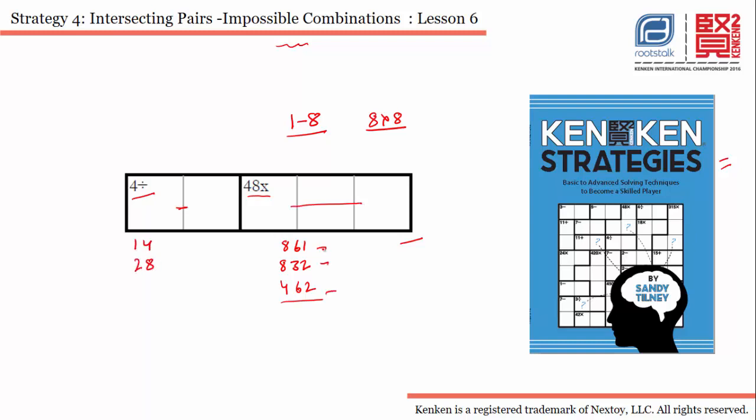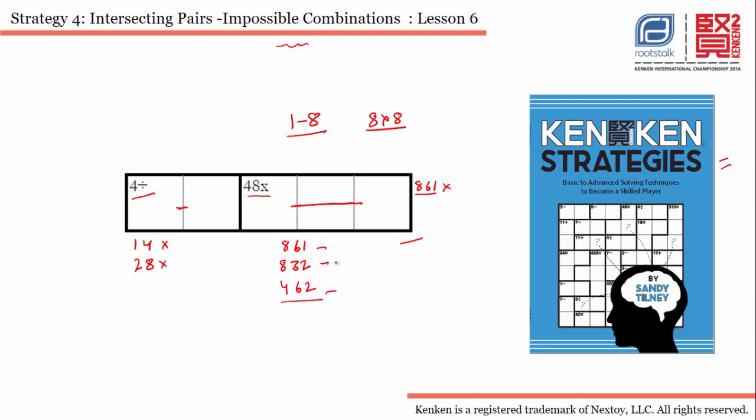Now start with this. For example, if we use 8 6 1 in this particular cage, what will happen? I will not be able to use this option. This option is out because 8 is already there in this row, so I cannot use the second 8. I also cannot use this option because 1 is already there. If I use 8 6 1 in any order in this cage, 1 is already there. That means I cannot use 1 and 4 as well. So this option is out of the question. This is an impossible combination.